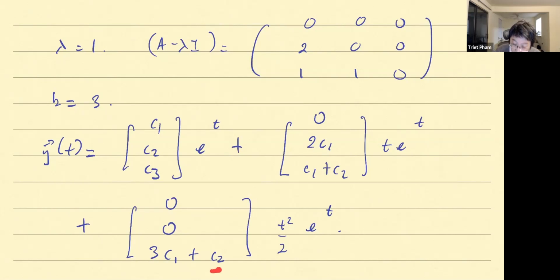You mean here? Oh, hold on. 0, 2c1. I made a mistake, right? Apologize. I can't multiply. It's just 2c1, right? 2c1. Is that correct now?